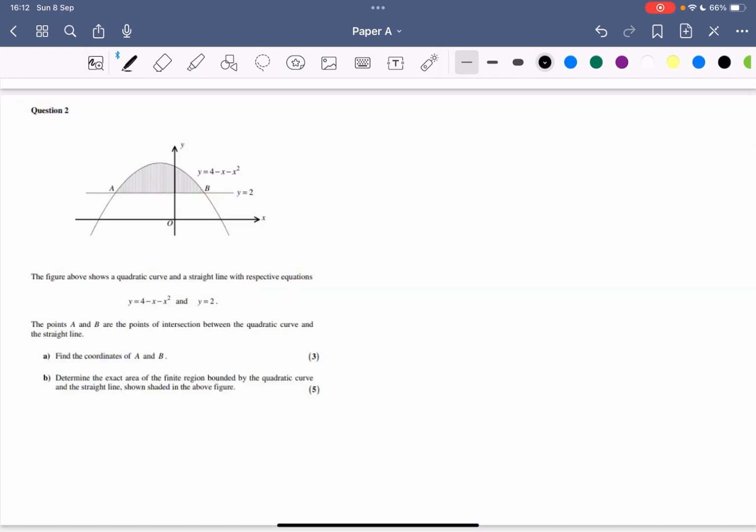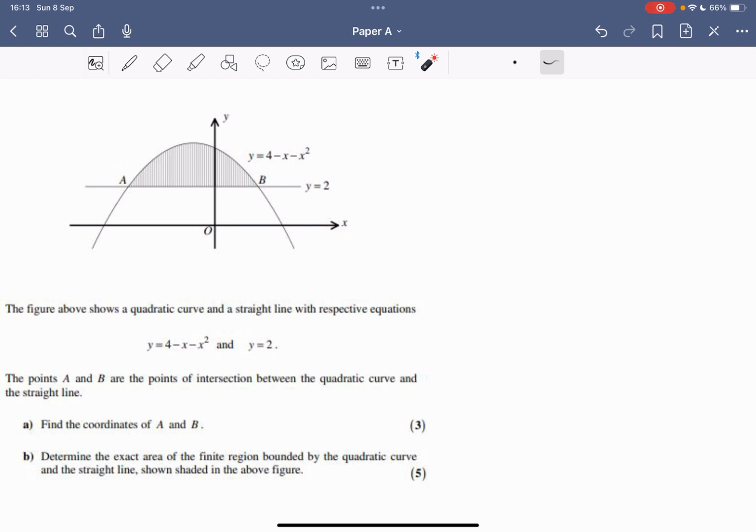For question 2, they've told us that the figure above shows a quadratic curve and a straight line with the respective equations. y equals 4 minus x squared and y equals 2. Okay, so the points A and B are the points of intersection between the quadratic curve and the straight line. Find the coordinates of A and B.